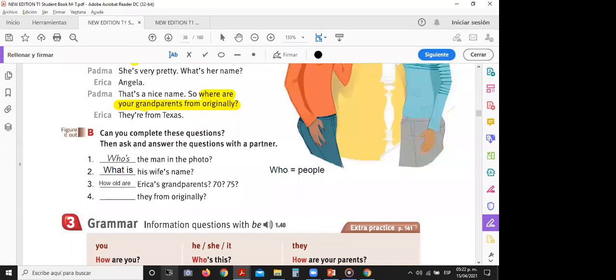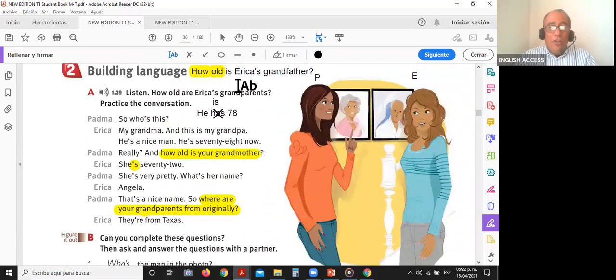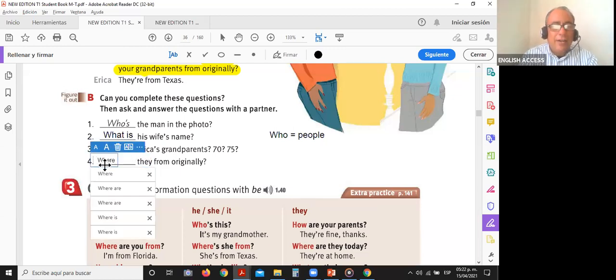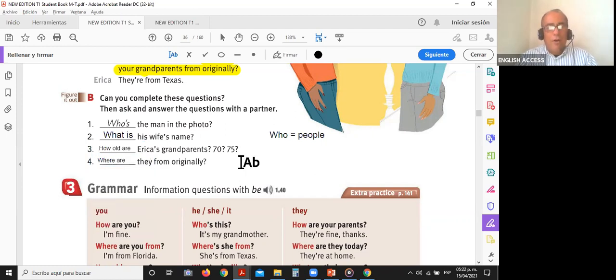But you see, I ask how old is for one person: how old is Erika, how old is Francisco, how old is Fatima. And how old are when I ask for two or more. How old are Francisco and Fatima? How old are Andrés Manuel López Obrador and Felipe Calderón? How old are, for two or more. And here, last question, number 4. Where are they from? Thank you, Francisco. Yes, here she's asking for places. Where are they from originally?